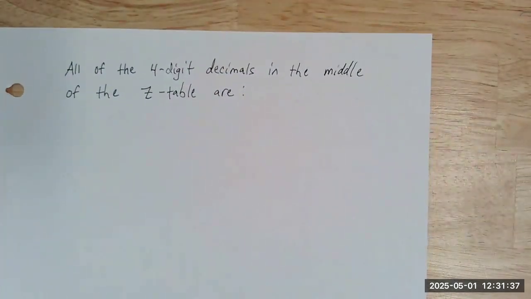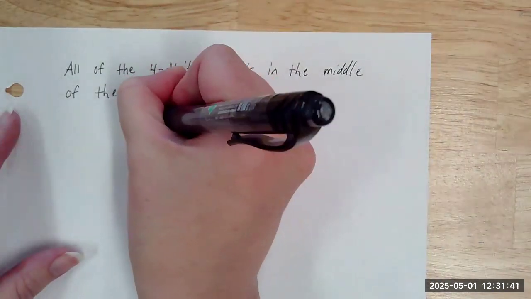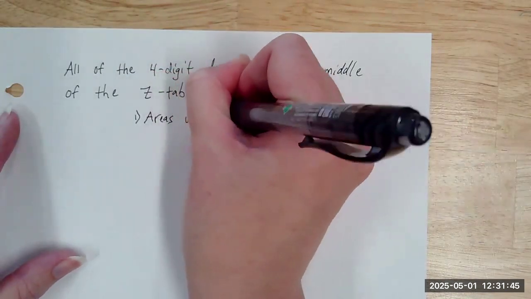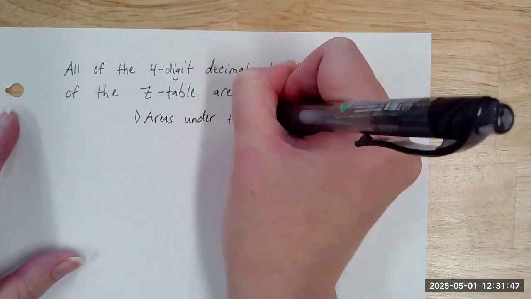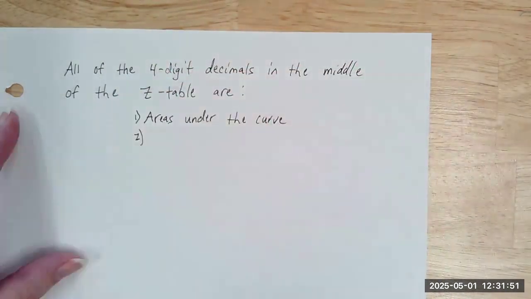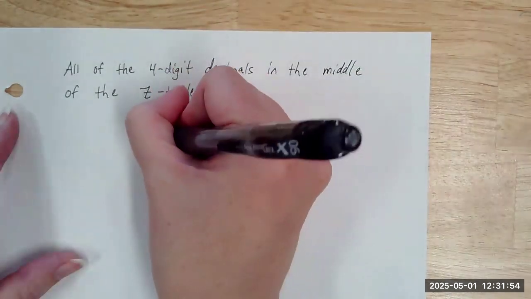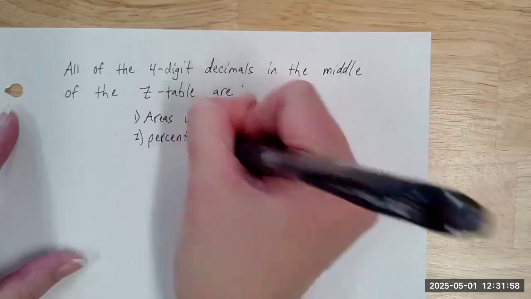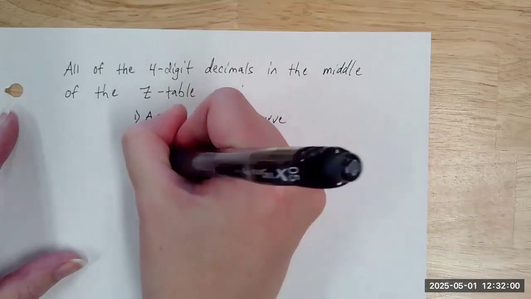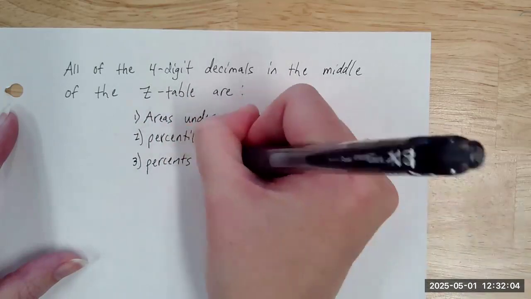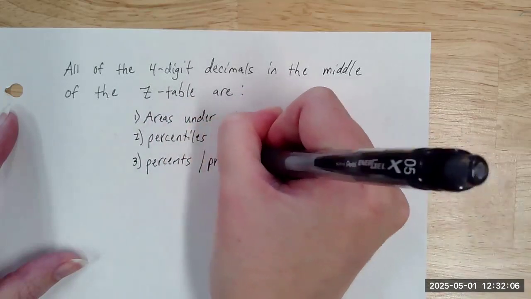All of the 4-digit decimals in the middle of the Z table are areas under the curve, they're also percentiles, they're also percents or probabilities.